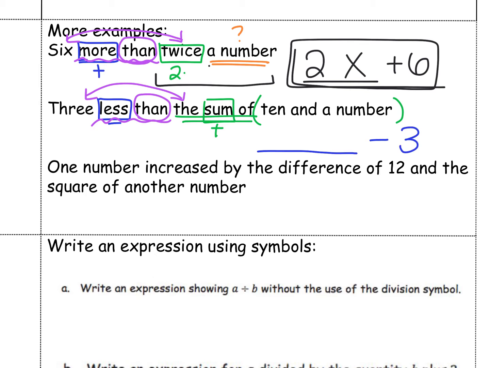Now that something is everything that comes first, so this whole part here needs to go first. The sum of, so parentheses, 10, sum, and that number I don't know, so I use my variable. 3 less than the sum of 10 and a number reads 10 plus x in parentheses minus 3.